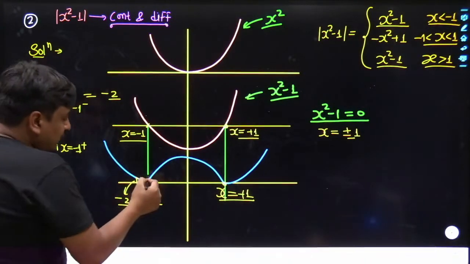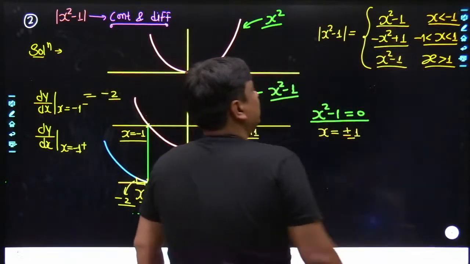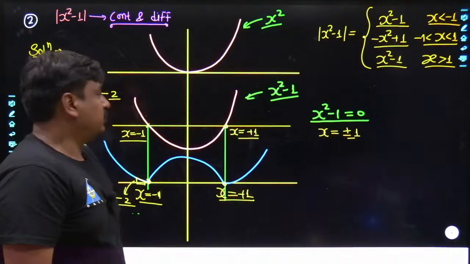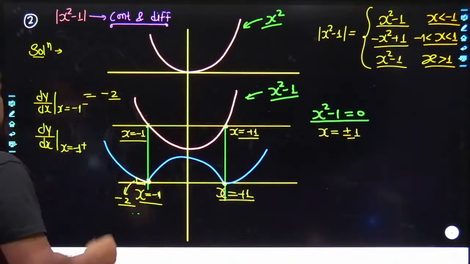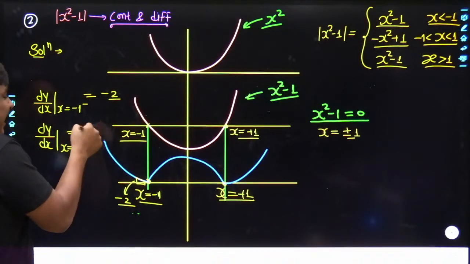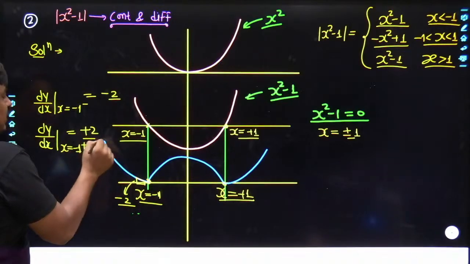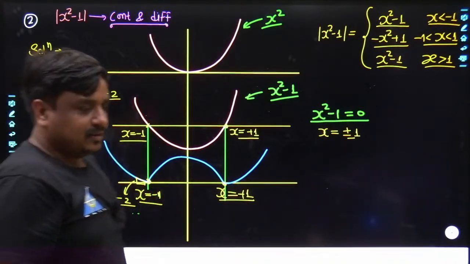Similarly, if you find the right hand derivative, which function has to be chosen? Obviously the function which has to be chosen is minus x square plus 1. Once you differentiate it, the result would be minus 2x, where x has to be fed as minus 1. Minus 2 into minus 1 would result as plus 2.